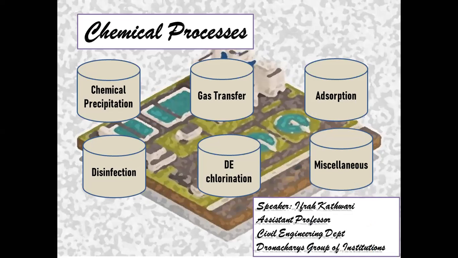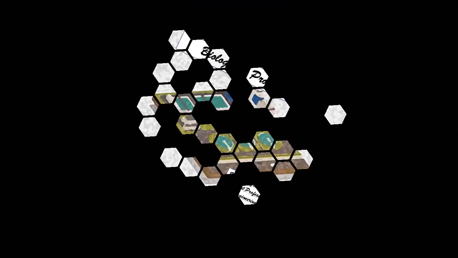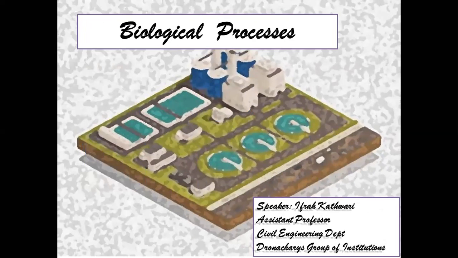Then we have some miscellaneous processes wherein there is the achievement of specific objectives that may be in wastewater treatment. We might have certain objectives that we need to fulfill. So in that case, we go for some miscellaneous processes also. So coming to the biological processes, I was talking about chemical ones.